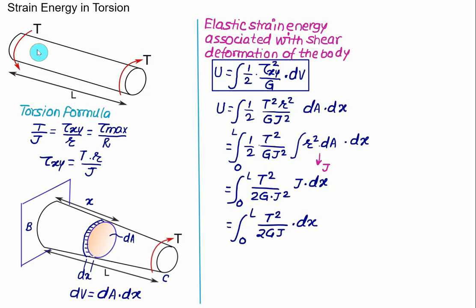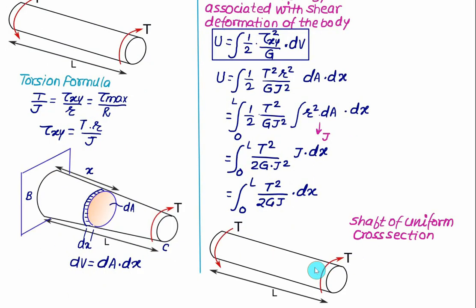But if the torque remains constant, we can take out T square by 2 G J as common. Suppose we have a uniform cross section subjected to the torque T at its end, then the value of T square divided by 2 times G J can be taken outside. The integral of dx is x, with upper limit L and lower limit 0, which will be equal to L. So when we have a shaft of uniform cross section, the strain energy is given as T square multiplied by L divided by 2 times G J, where J is called the polar moment of inertia.